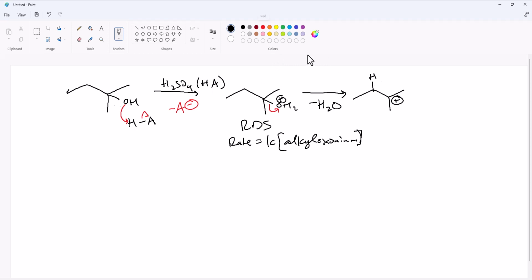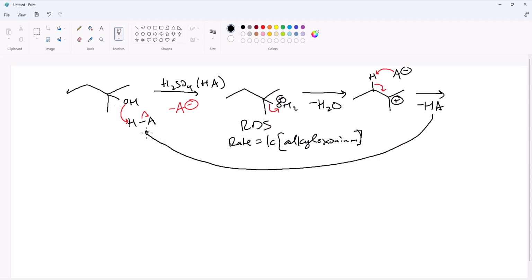In the final step, we have some base deprotonate the carbocation. I'm going to use A minus just to regenerate the HA. In general, it could be water, but in general we're removing water from the system because otherwise that would force the reaction backwards. So as we see, this regenerates HA, which would be used up back here. This is why it's a catalyst. And that would, in turn, form the tri-substituted alkene.